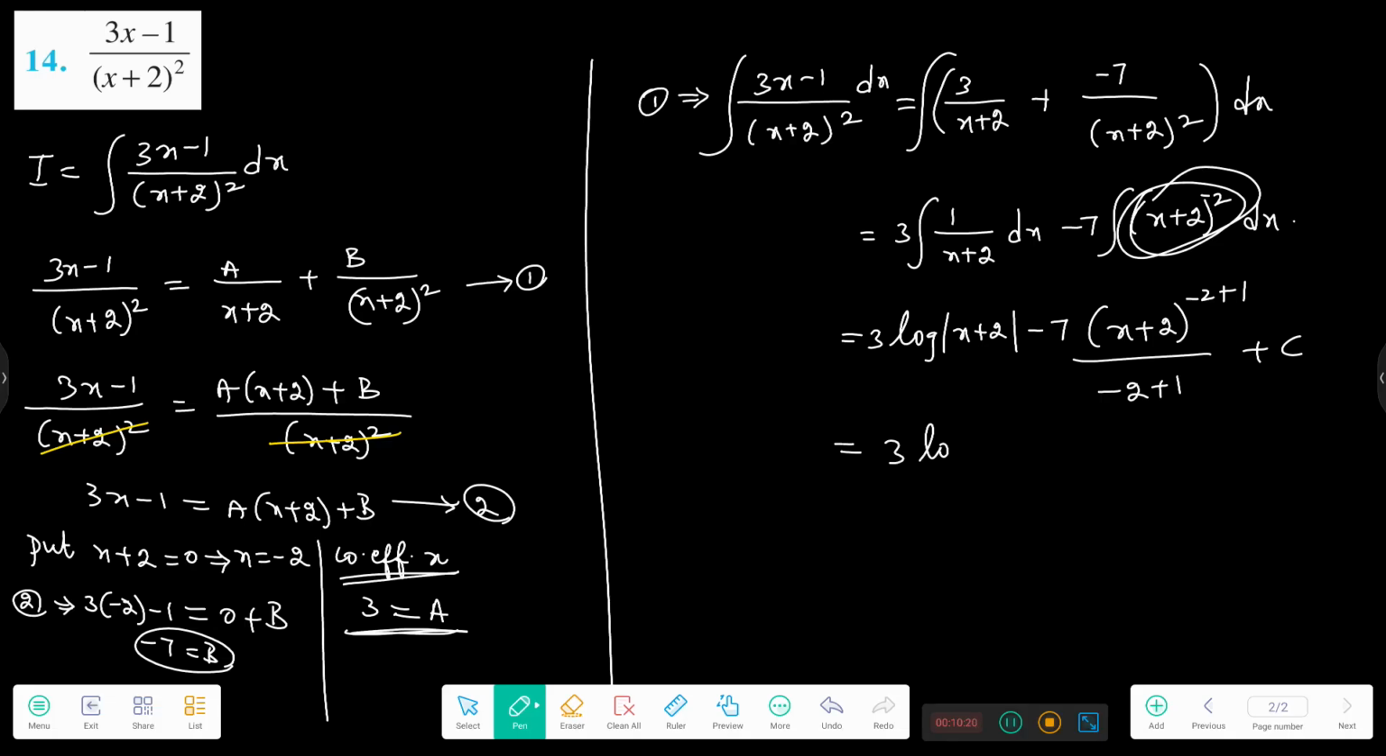So 3 log (x plus 2). Denominator, when you simplify you will be getting minus 1, so minus and minus plus 7 divided by this power. Negative will come, so when you bring it to the denominator it will be positive. So plus c, that's it. Is that our required answer for the first one? So I write, this is I, meaning the question. Okay, this is question number 14.